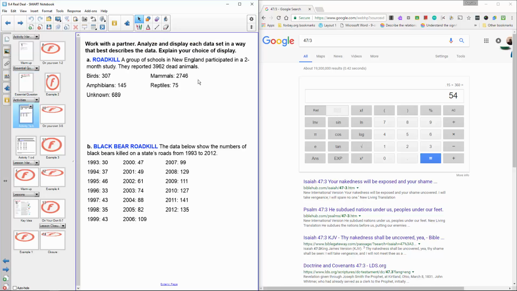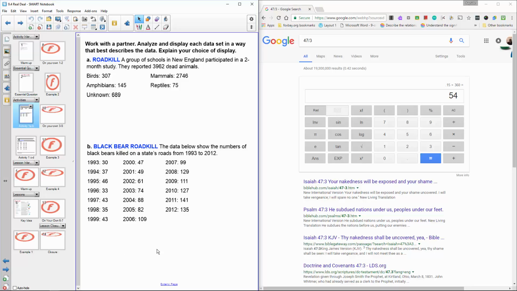So here is something that says we're going to look at all this data and all these different animals that were killed. It's a really happy survey here. It looks like there are a lot of mammals killed out of all the dead animals, things that are going across the road. This is a roadkill survey. Here is the data that show the number of black bears killed on state roads between these years. If you look here, it appears like more and more bears are getting killed as we go.